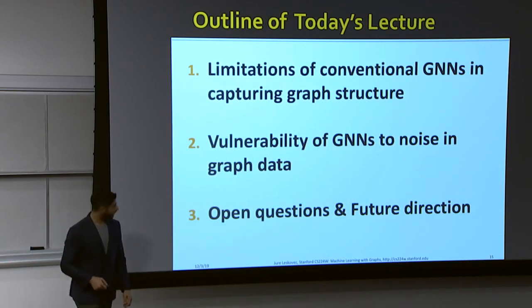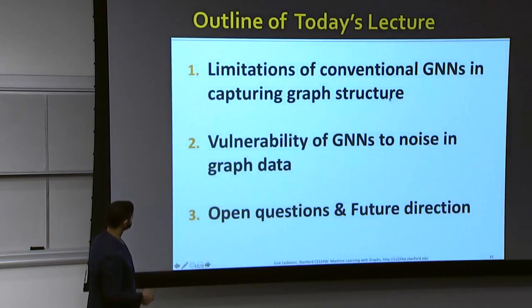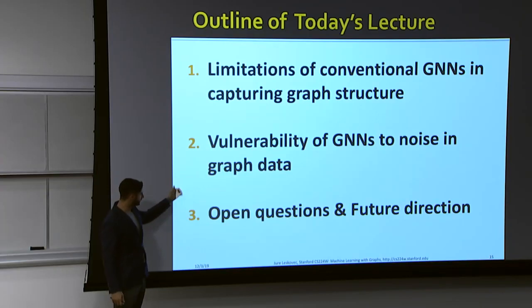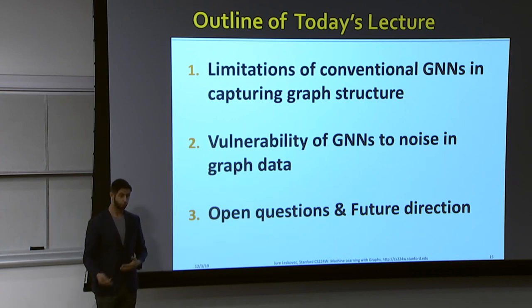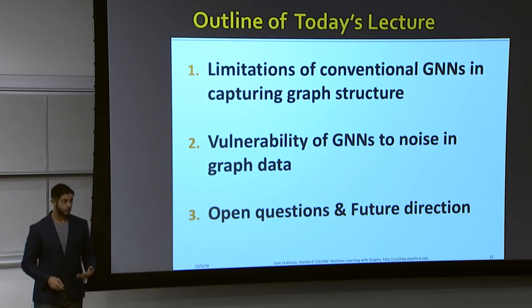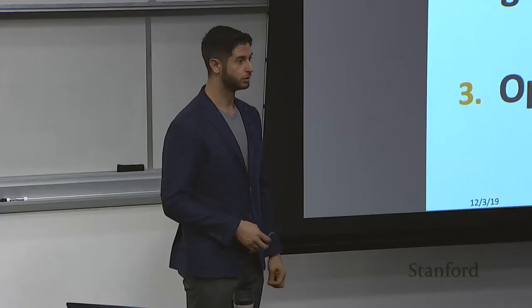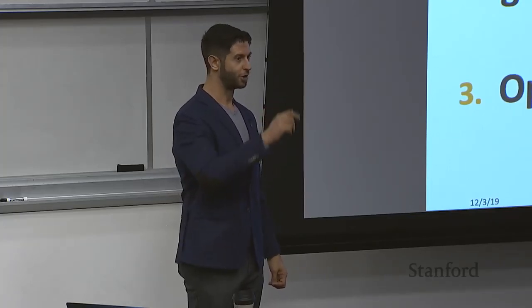So here is the outline. First, we're going to be going through the limitation of conventional GNNs in capturing the graph structure. Then, second part, we're going to be talking about the vulnerability of GNNs to noise in graph data. And then if I have a bit of time left, I'm going to be showing you some open questions and future directions that our group and other groups working on GNNs in the world are currently doing research on, all right? Any questions up to now, or shall we go forward? Was there a question there? Okay, let's go.